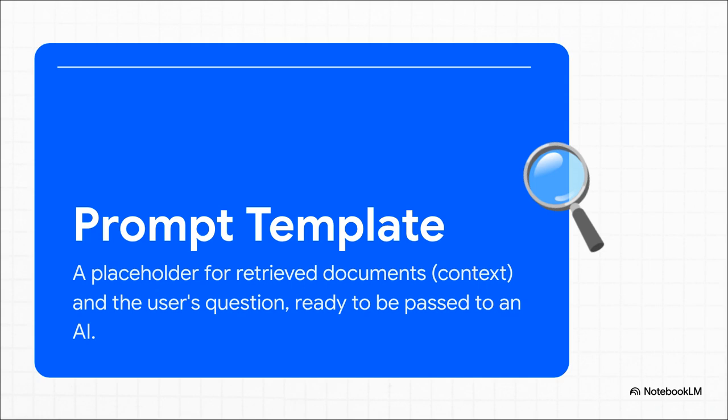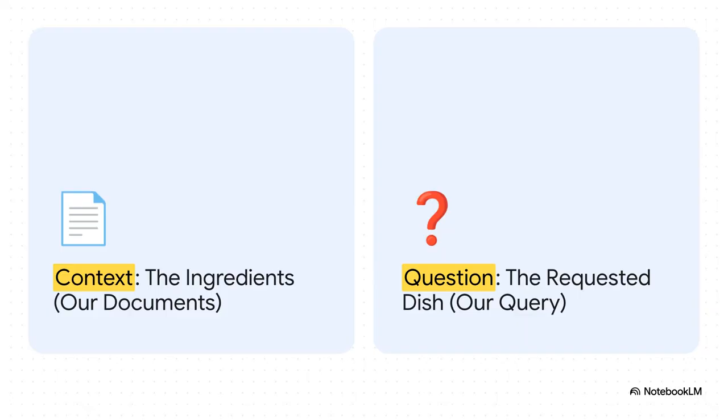Just think of it like a recipe card you'd write out. It's mostly pre-written, but it has these blank spots, these placeholders for our specific ingredients. That's the context. And for the dish we want, that's our question. See how that maps? It's pretty direct. The context? That's just our ingredients, the documents. The question? That's the dish we asked for. It's a really simple way to think about it, but honestly, it's super powerful for understanding what's going on under the hood.